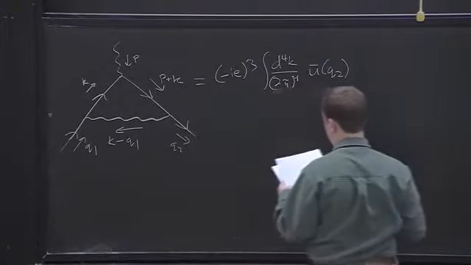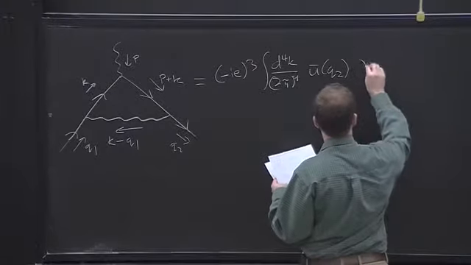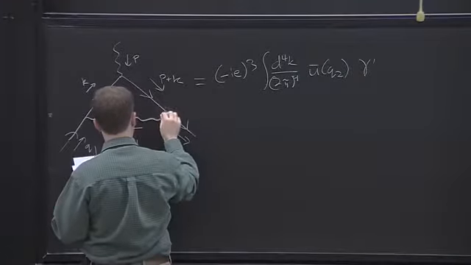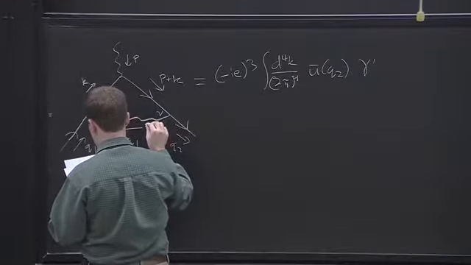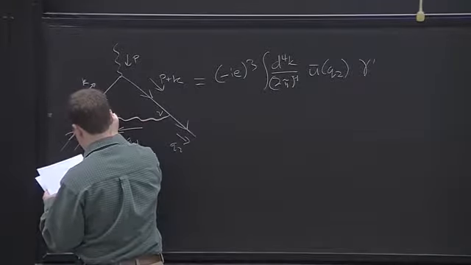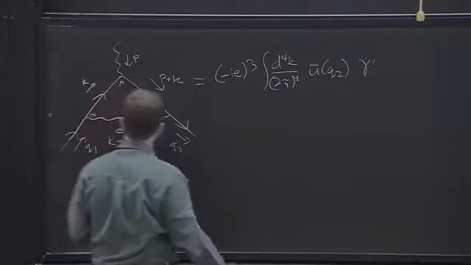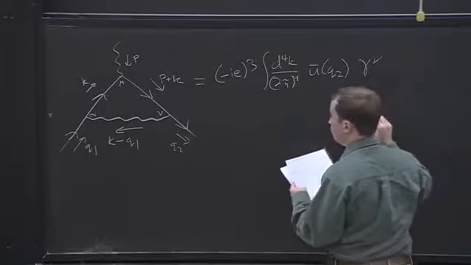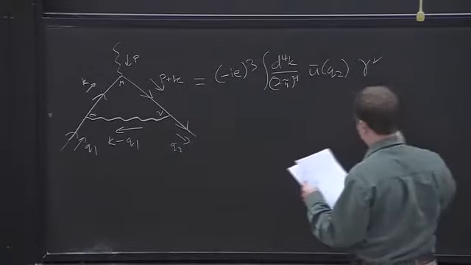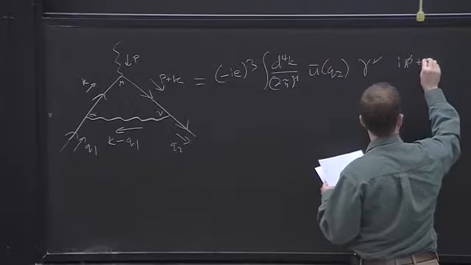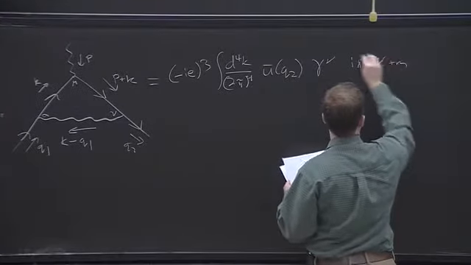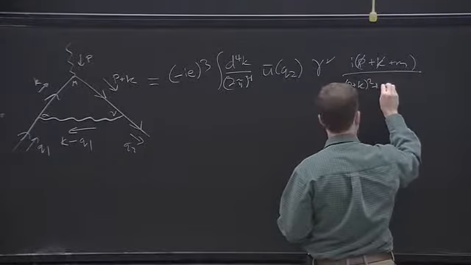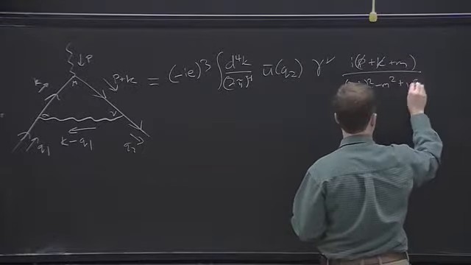Then we run into this vertex, which gives us a gamma. Let's call this one ν, this one α, and this one μ. So we get a γ^ν. Then we have the fermion propagator, i(p-slash plus k-slash plus m) over (p plus k) squared minus m squared plus iε.